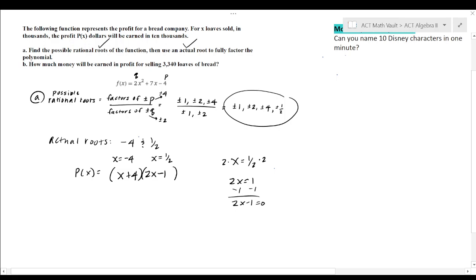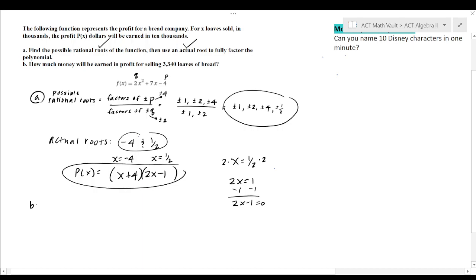So we used an actual root. You could just take that one root, -4, for example, and then factor the rest by using your factoring techniques. Now, you could have factored this in the beginning from the start, but this is using the roots, the possible rational roots to help us. So A is done. We found possible rational roots, we found the actual roots, and we fully factored. Okay, so that was a 3-part problem.